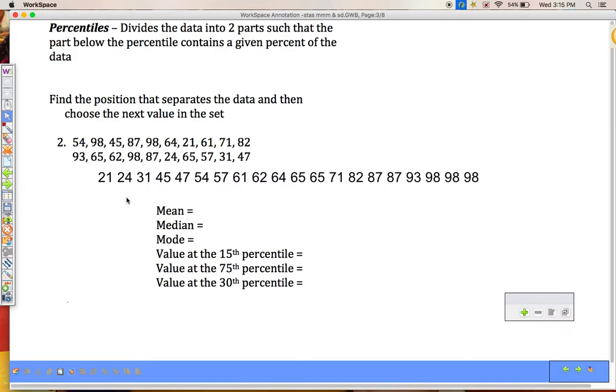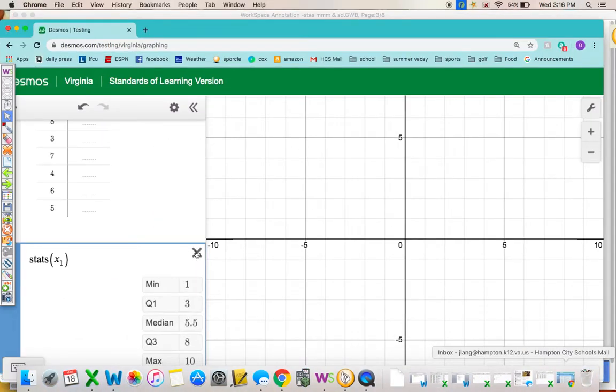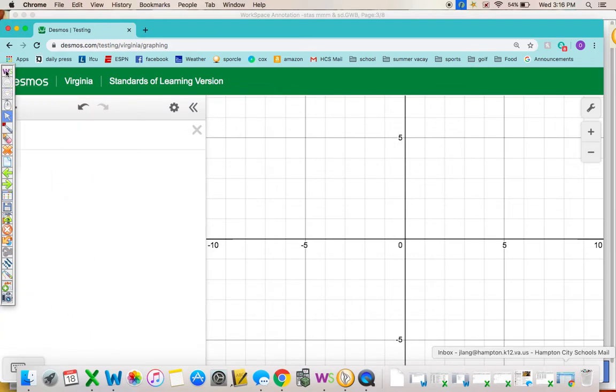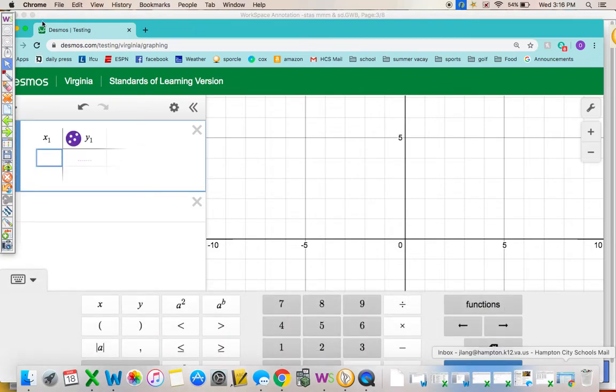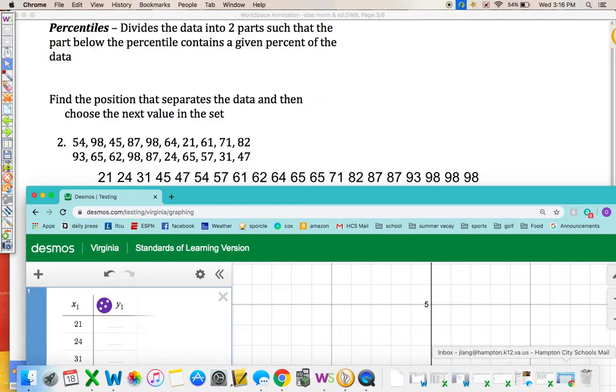Let me show you on Desmos how it's going to be a little bit easier. We can do some of this. All right, let's get rid of all this other stuff I have. We're going to make a table, and in x1, we're going to put all of those numbers. Let me slide this to the side or down and figure out what they are. So I'm going to go 21, 24, and just keep putting them all in. I hope we can add together and divide.